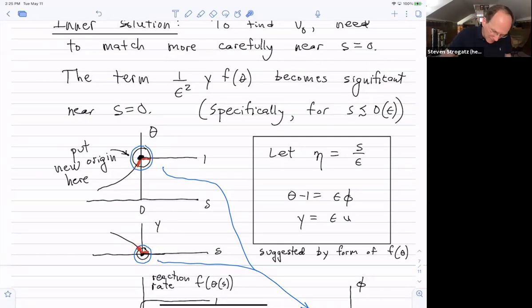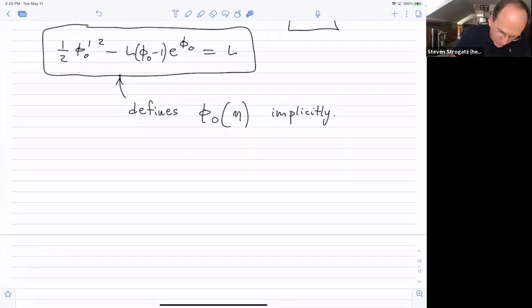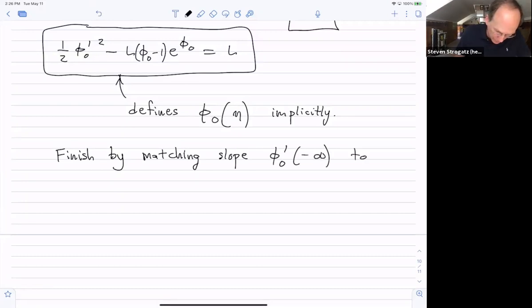So what I need to think about is how to match these straight lines to the outer solutions. I have to think about the slope of the outer solution coming in towards s equals zero and the asymptotic slope of these functions phi and u as I go out to negative infinity. That's the matching that I want to do on that side. Because I've got a corner, I have to match both going out to the right of the layer and to the left. So what's remaining to finish the problem is matching the slope phi zero prime at negative infinity to the incoming slope from the outer solution.